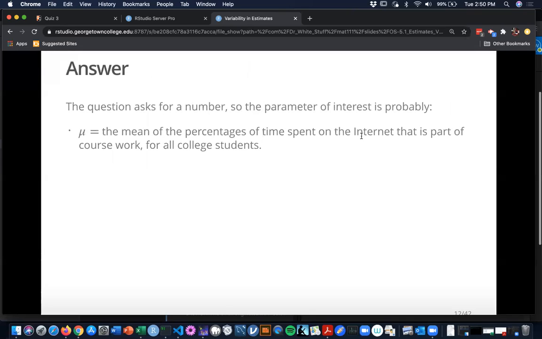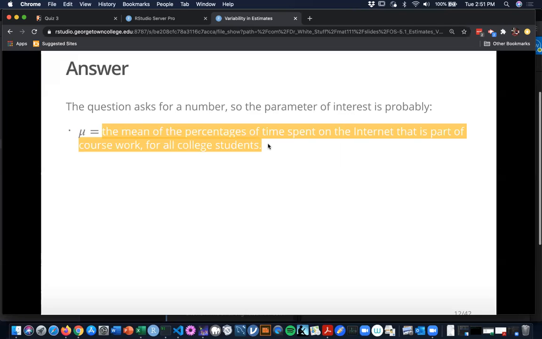A lot of people are tempted to say proportion here because they think of percents as proportions, and they are, but the key is that the question you're asking them solicits a number: 83%, 27%, 52.7%. So the parameter of interest was probably a mean. The mean of the percentages of time spent on the internet that's part of coursework for all college students.